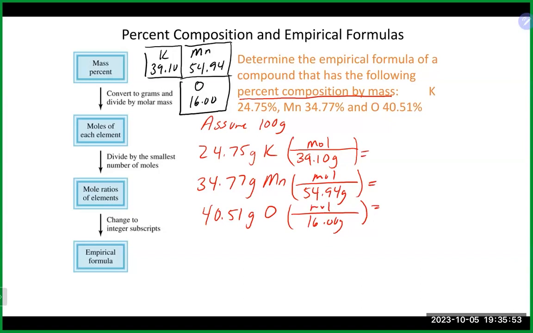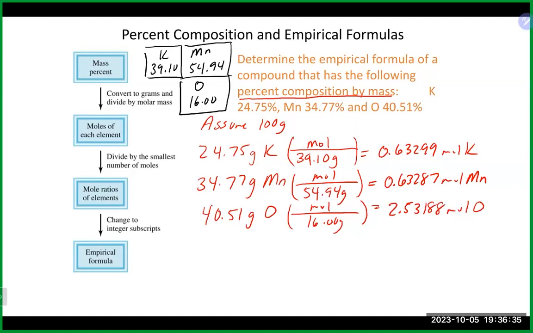So taking 24.75, dividing it by 39.10, gets us 0.63299 moles of potassium. 34.77 divided by 54.94 gets us 0.63287 moles of Mn. And lastly here, 40.51 divided by 16. Again, I'm not rounding too much here, so we don't get a little bit of rounding error at the end or anything like that. Taking it to a few extra digits does not hurt in this case.